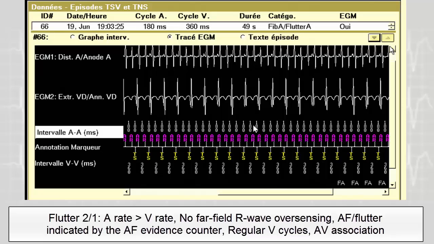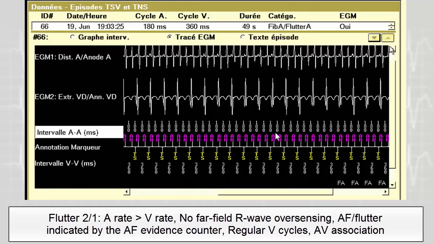The second question is, is there an episode of atrial fibrillation? Clearly the atrial rate is faster than the ventricular rate, and in between two ventricular signals there are always two atrial signals. So the AF counter will be full.